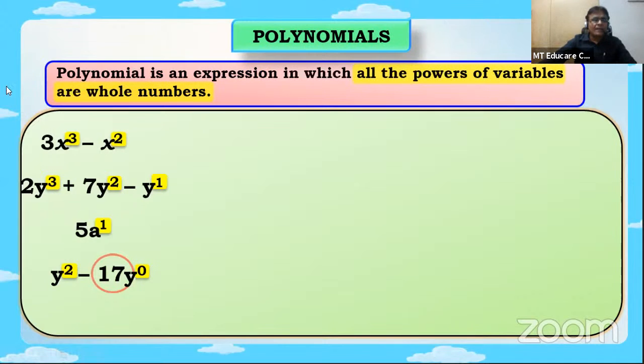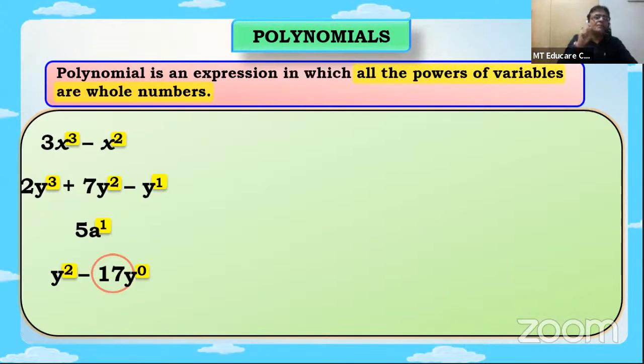So then why are we writing this y raised to 0? Because we have to check the powers of the variable. So I need to write a variable. Okay, sir, if I write y raised to 1, what will happen? Then it will be wrong. If you write y raised to 1, it means that term will become 17y. But if I write 17y raised to 0, anything raised to 0 is 1. So 17 into 1 will be 17. So I'm not changing any of the terms. Okay. So clear what is an expression? Expression is where we have the coefficients, we have the variables, we have the powers.